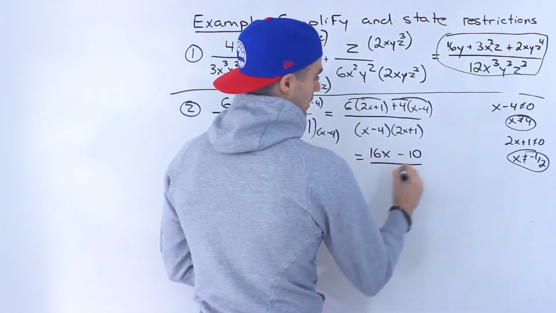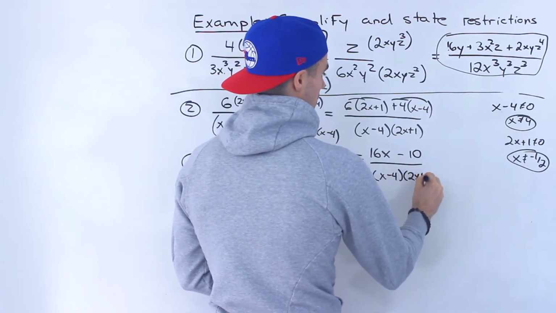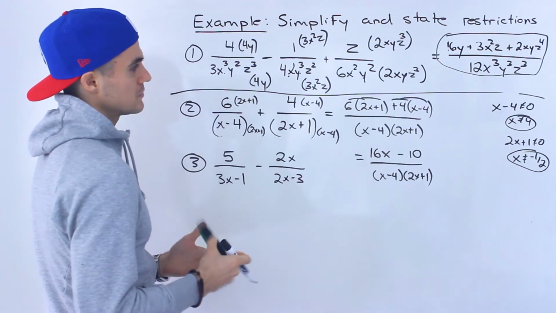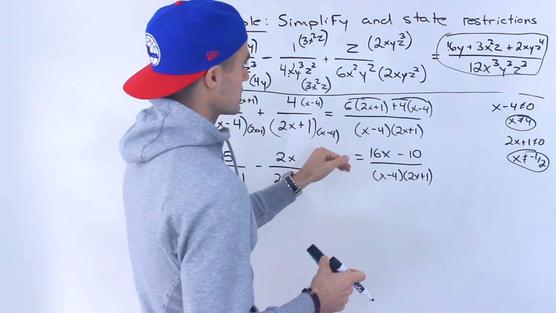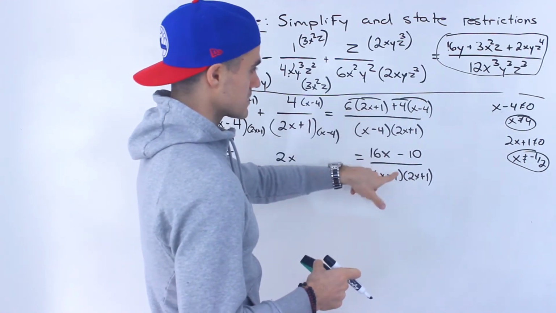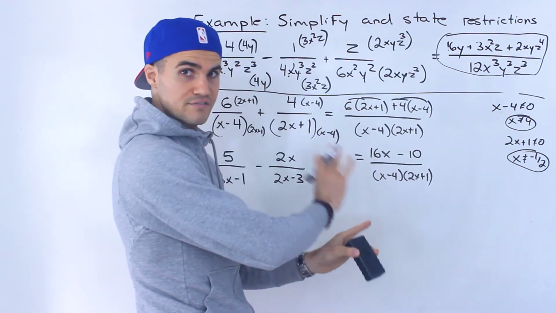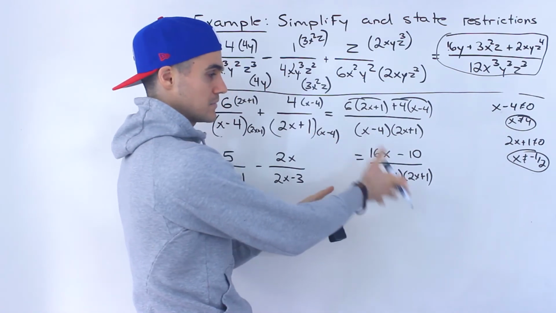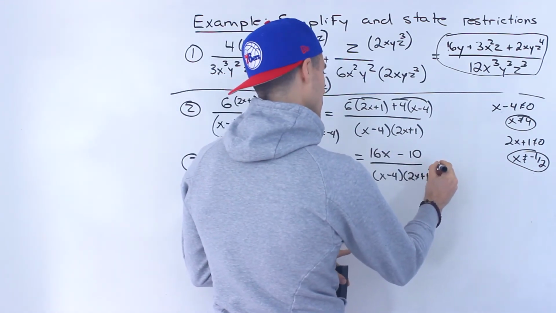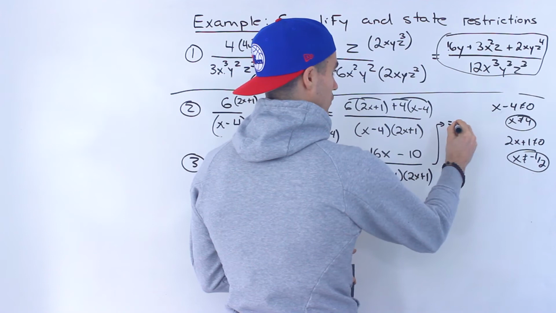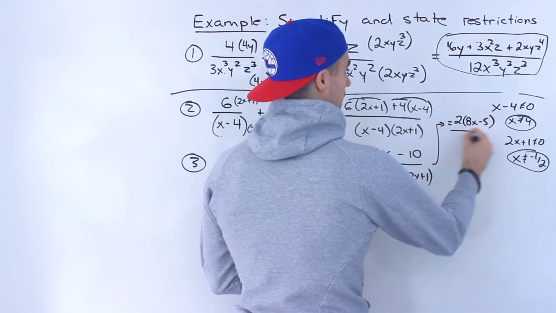Right? That's going to be all over x minus 4 times 2x plus 1. Let me just double check that that's all good. Yeah, it looks fine to me. So 6 minus 16 gives us -10. And then from here, you're not done yet. You want to factor again, because something may cancel out. In this case, we could factor out a 2 from the numerator. So we'd be left with 8x minus 5.